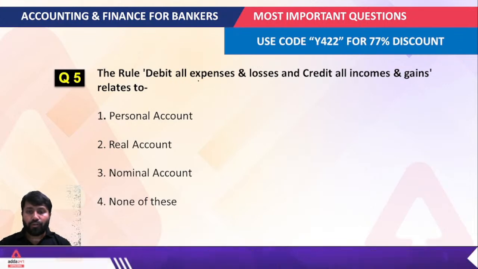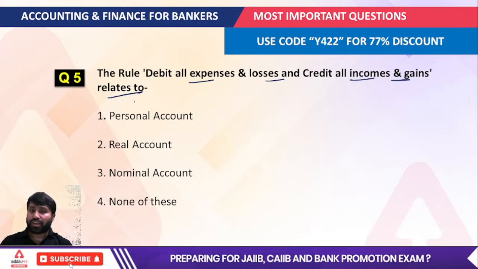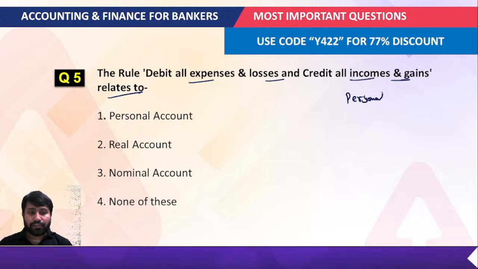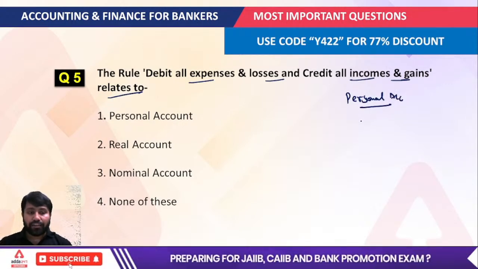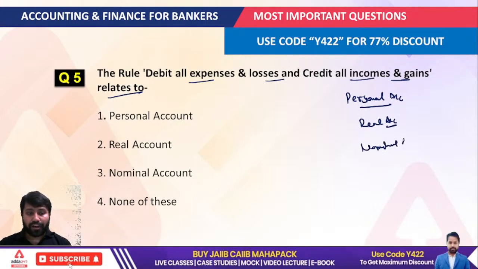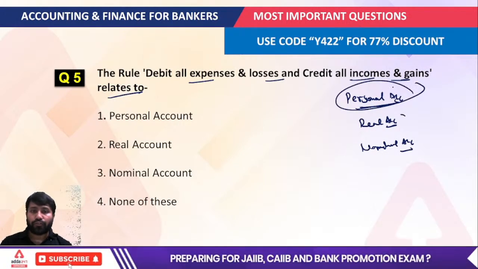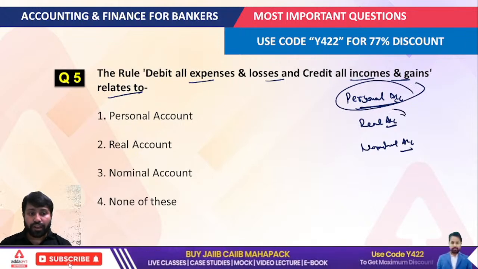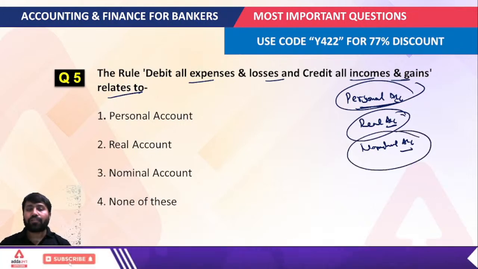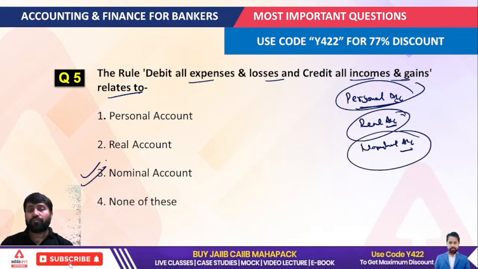The rule: debit all expenses and losses and credit all income and gains. That relates to which account category? Whenever we're talking about account categories, there is the personal account category, the real account category, and the nominal account category. Personal accounts you can understand as human beings and artificial representative personal accounts. For the real account, all assets come under the real account category, and the nominal account covers all the expenses, income and gains we talk about. So the correct answer would be the nominal account category.